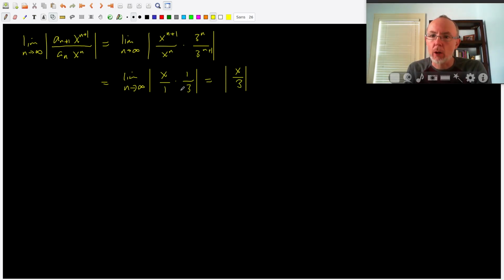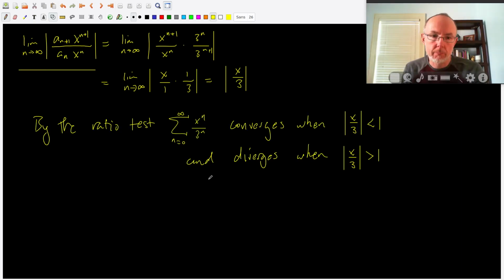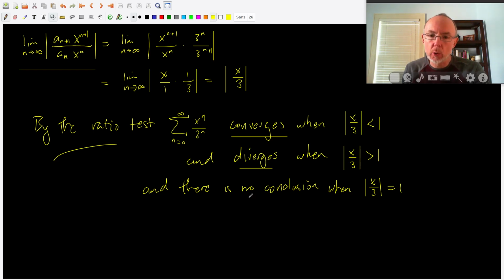Now, the ratio test says that the limit of consecutive terms for an arbitrary value of n in the limit as n goes to infinity has to be less than 1 for convergence. And so by the ratio test, this power series now converges when this quantity is less than 1. But it diverges when that quantity is bigger than 1. And we can make no conclusion at all when the absolute value of x over 3 is equal to 1.